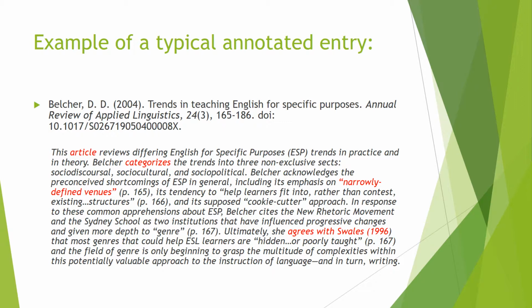Let's review. This article reviews differing English for specific purposes, ESP, trends in practice and in theory. Belcher, the author, categorizes the trends into three non-exclusive sects: socio-discoursal, socio-cultural, and socio-political. Belcher acknowledges the preconceived shortcomings of ESP in general, including its emphasis on narrowly defined venues, page 165, its tendency to, quote, help learners fit into rather than contest existing structures, page 166, and its supposed cookie-cutter approach. In response to these common apprehensions about ESP, Belcher cites the New Rhetoric movement and the Sydney School as two institutions that have influenced progressive changes and given more depth to genre.